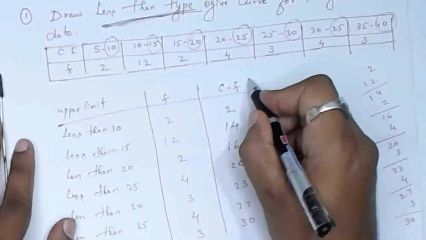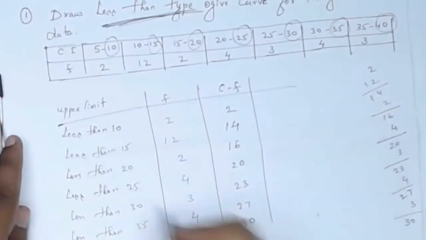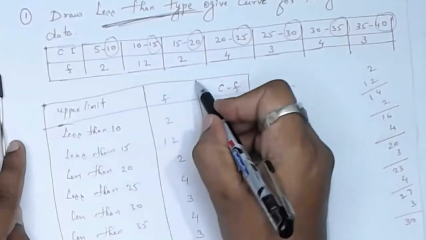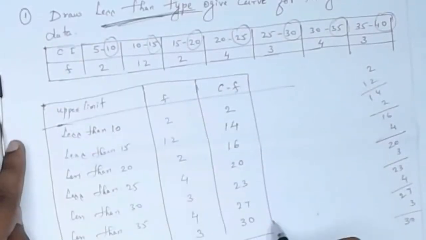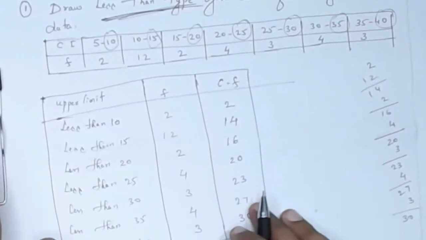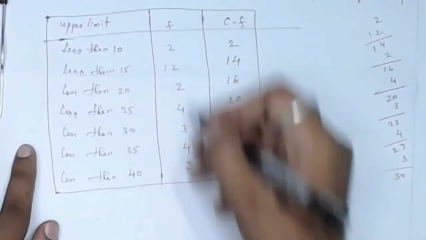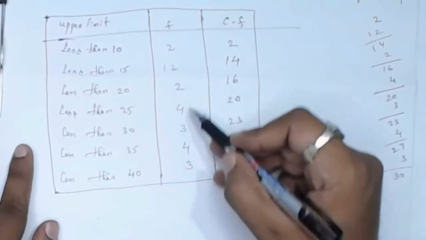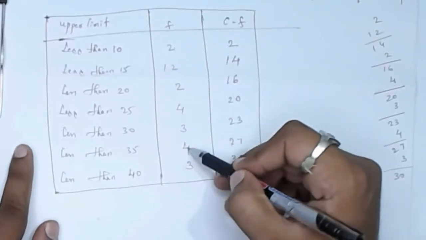Got it? This is our cumulative frequency. I hope you have understood this. Good. After this, first we have to ensure whether the values we have got, the cumulative frequencies, are correct or wrong. How to check? Add all the frequencies. That is 12 plus 2, 14, 14 plus 2, 16, 16 plus 4, 20, 23, 27, 30.